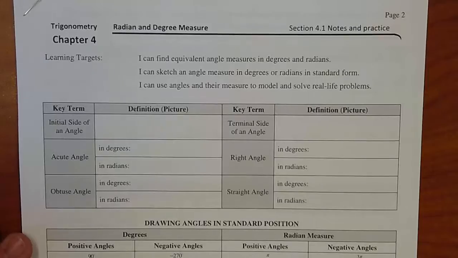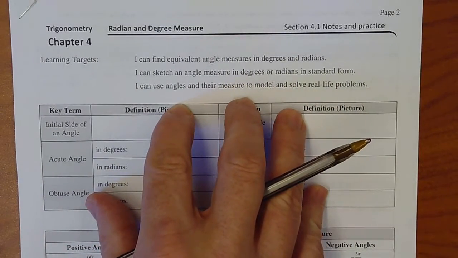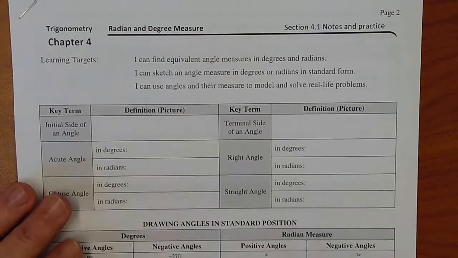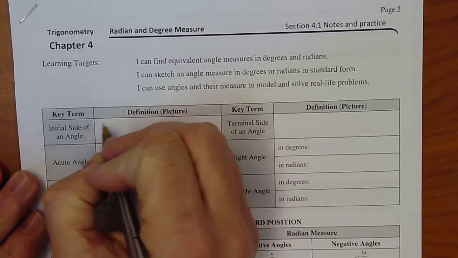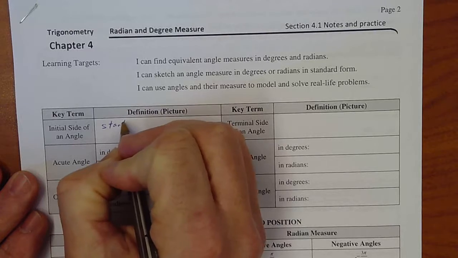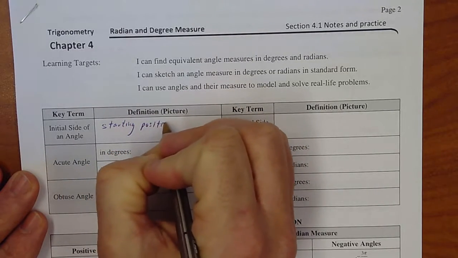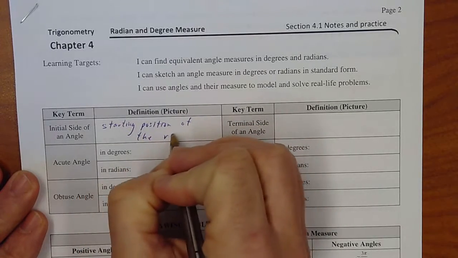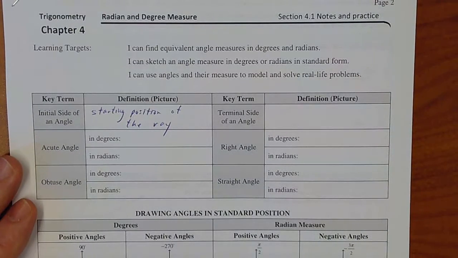Okay, all right, so we've got to build a foundation here of some of these terms today. I don't plan on getting too far today. I just want you to fill in this first page of notes and submit that online. All right. So the initial side of an angle, I want you to write this in. It's going to be the starting position of the ray. That's always going to be called the initial side.